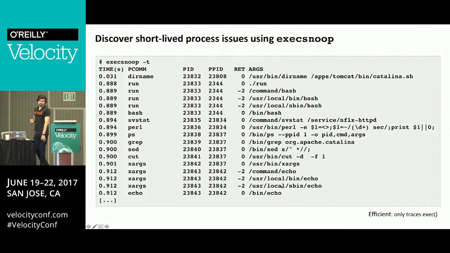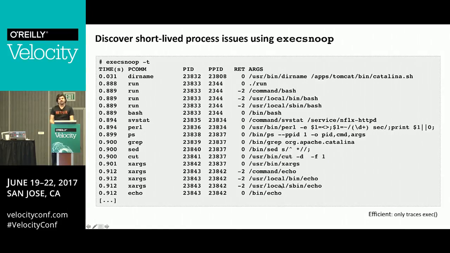So execsnoop, that's for discovering short-lived process issues, and I've seen this many, many times. Top does not show you short-lived processes. If you do a build and you run top, you'll see you've got a high load average, but you won't see the processes. If you run atop, you'll see them, because atop does use process event tracing. execsnoop is a nice way just to dump them all that are happening.